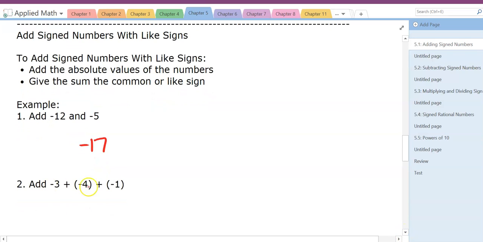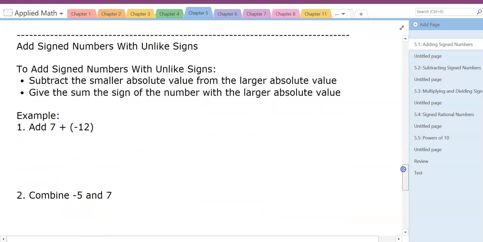If you've got multiple numbers, like number 2, you've got negative 3 plus negative 4 plus negative 1. You just, again, add all of your numbers. So you're going to do 3 plus 4 plus 1, which would be 8. They're all negative, so your final answer should be negative 8. The same thing would happen if those were all positive numbers. They just happen to give you examples that only have negatives involved.